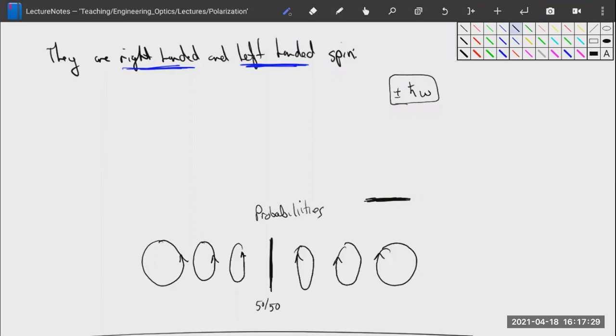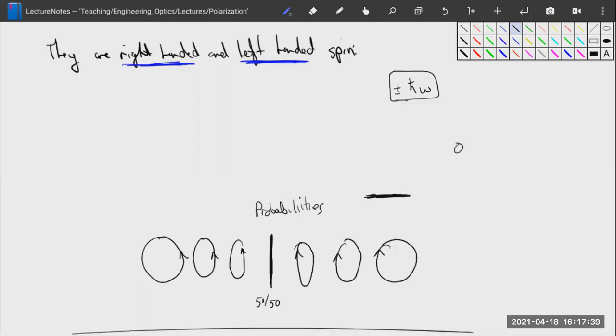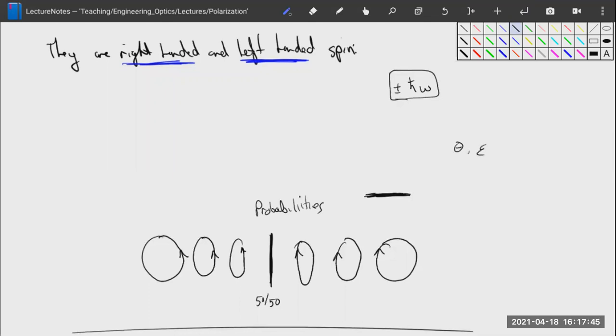So you still end up with the same number of quantities to describe, right? Before we had an angle and we had a phase lag, right? We had an epsilon. Now we have a probability and a phase lag. Okay, so mathematically, not any simpler really, but more physically realistic.